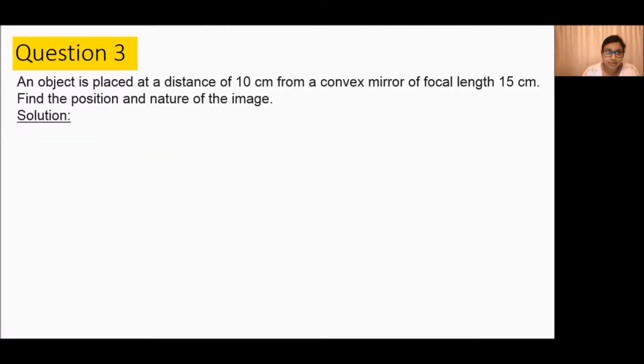Question number 3 is, an object is placed at a distance of 10 centimeter from a convex mirror of focal length 15 centimeter. Find the position and nature of the image. So it is a convex mirror. So what is given here?